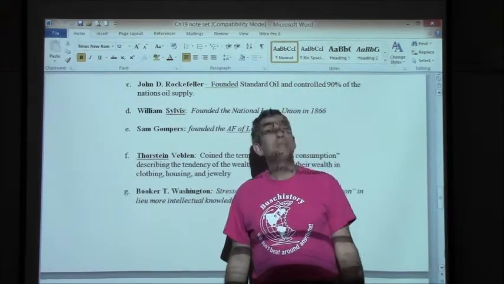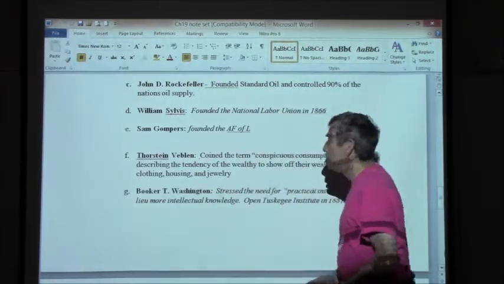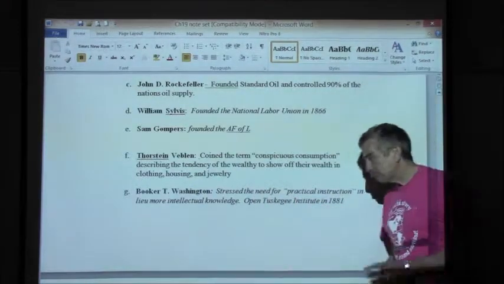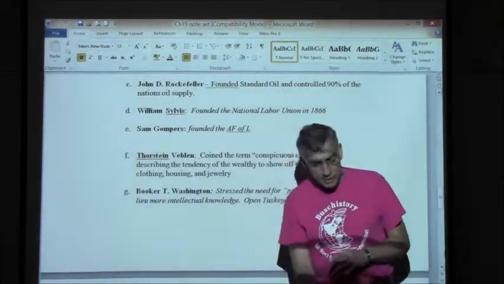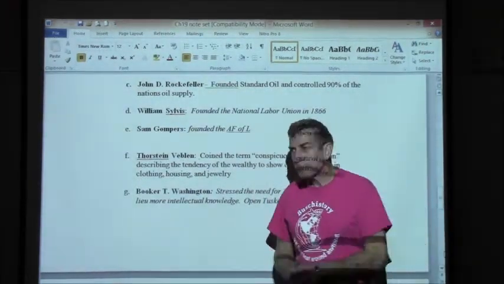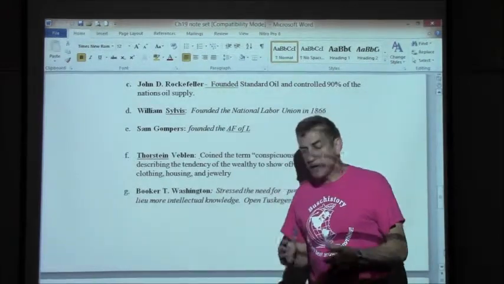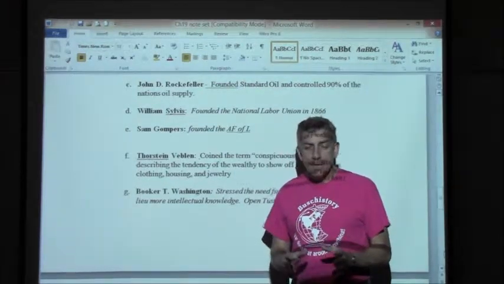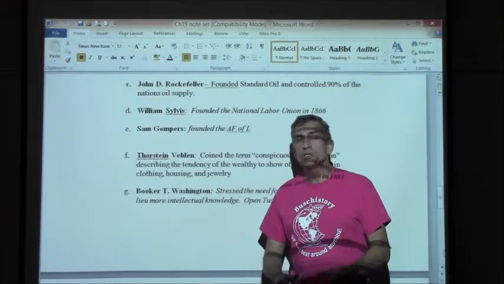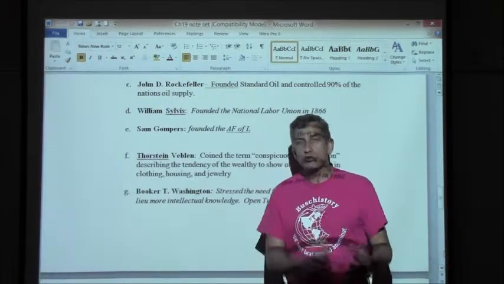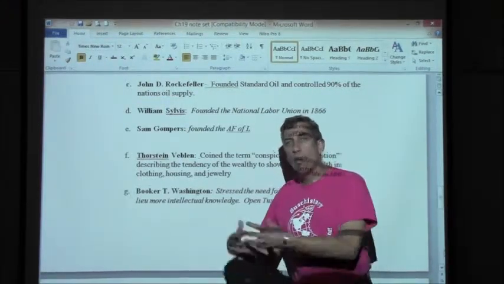Today we would call it bling, conspicuous consumption. Booker T. Washington is a very interesting man. He's a former slave, and he believed that the black man needed to integrate into the white world by learning trades that the white world wanted.